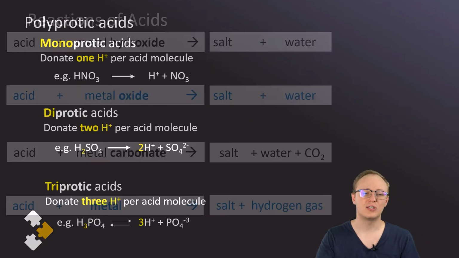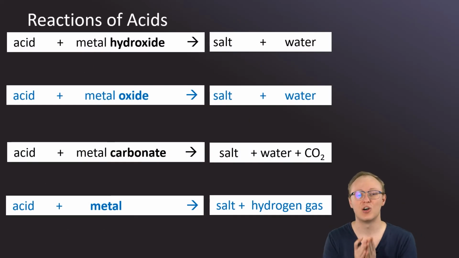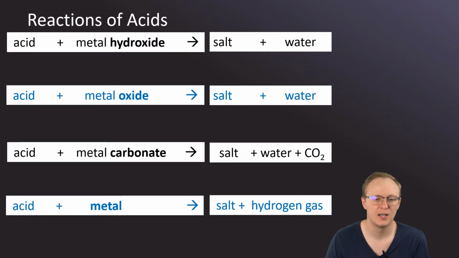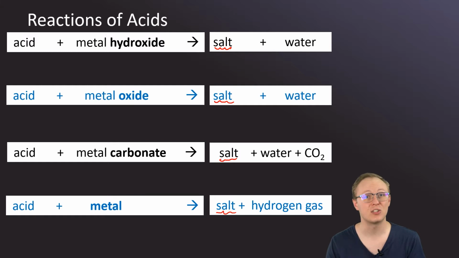Let's move on and talk about the reactions of acids. Now, when we have an acid and a metal hydroxide, the result is always going to be a salt and water. Something I want you to note here is that for all four of these reactions, we always get a salt. And so it is often useful for us to think of a salt as being the product of an acid-base reaction.